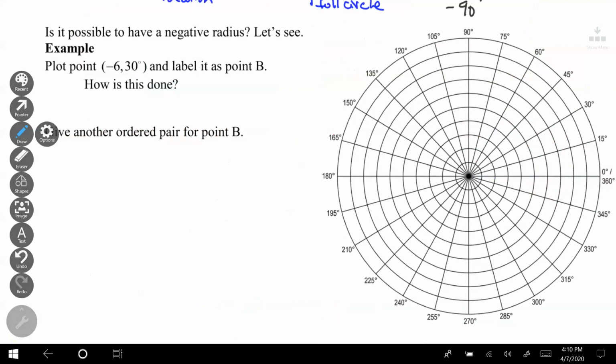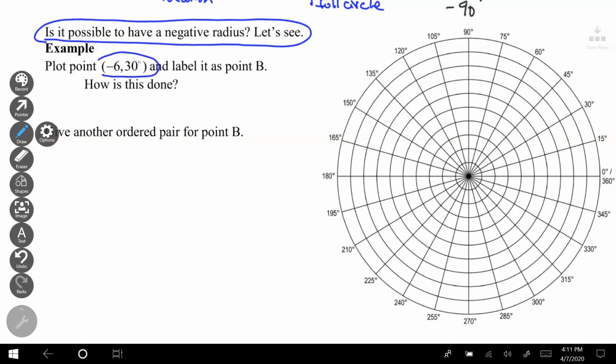So is it possible to have a point that has a negative radius? What does a negative radius even mean? Well, we're going to plot the point negative 6, 30. So one way to do this is start at my origin and do a road going down the x-axis. Positive is 6, so negative would be negative 1, 2, 3, 4, 5, 6. And then I'm going to rotate 30 degrees from here. And here is point B. It is negative 6, 30 degrees.